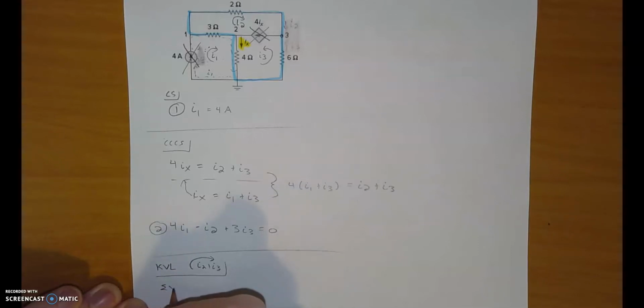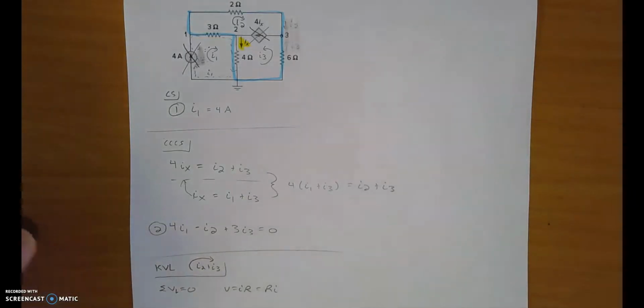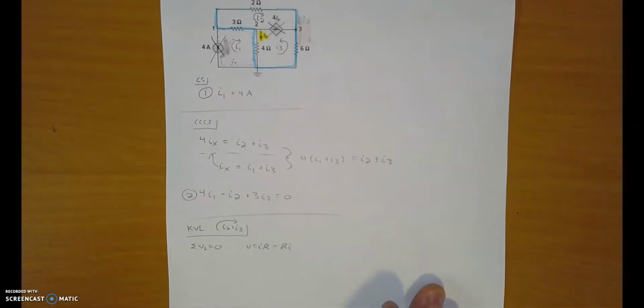Again, this is sum of voltage equals 0. V equals IR is going to be our sub. We're actually going to use RI. All right, so let's see if I can zoom this out a smidge. There we go. All right, so hopefully you can see all this at once now.